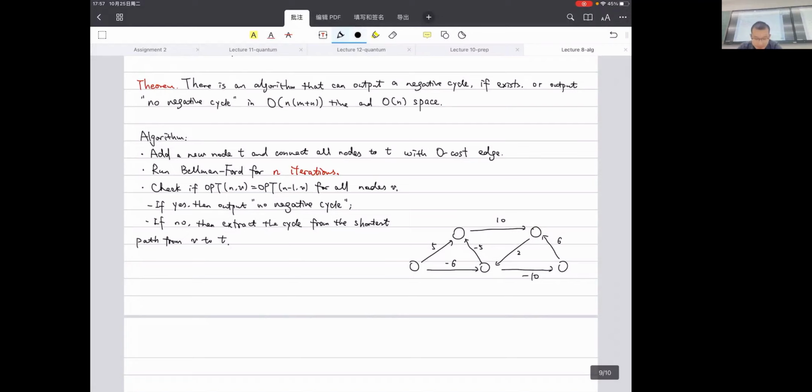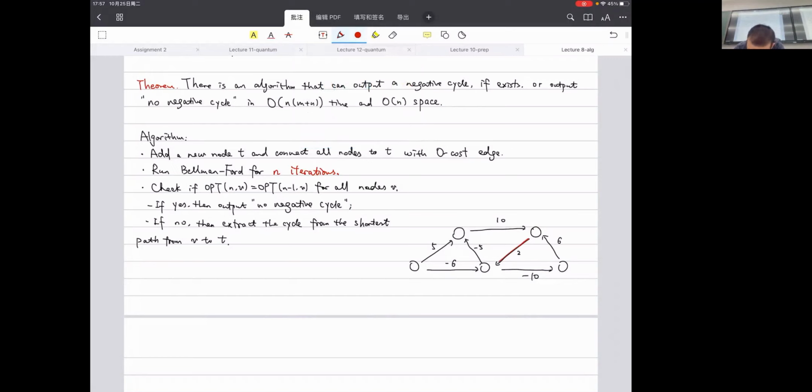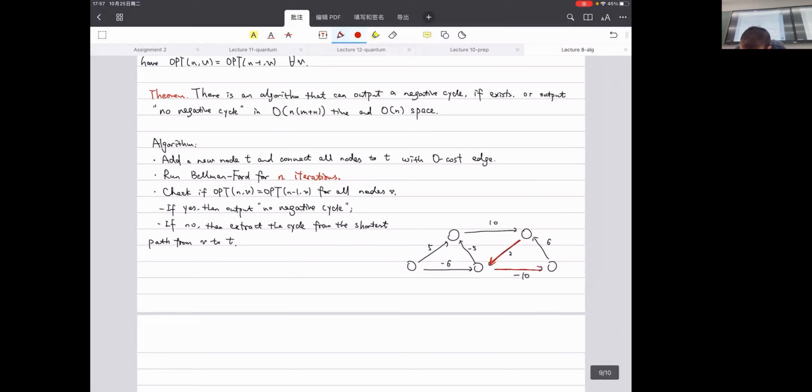Let's think about what will happen after we run this algorithm. For this graph, we do have a negative cycle. Basically this is a negative cycle. The reason for having this specific T here is that, for instance, assume that we draw a T here. Let me use the blue color. We have edges all having zero cost to T.